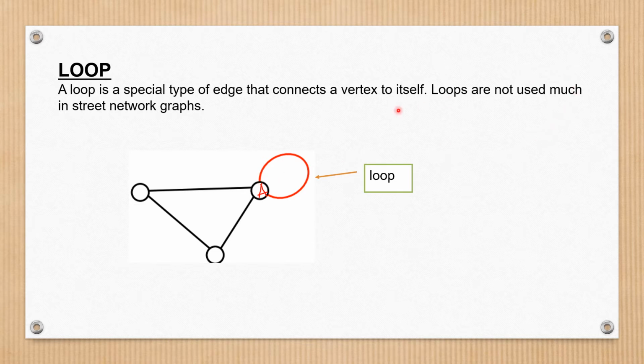That is why we do not use loops in street network graphs. Because in reality, we do not see any street that is in a loop like this. We usually see a street that is a straight way.